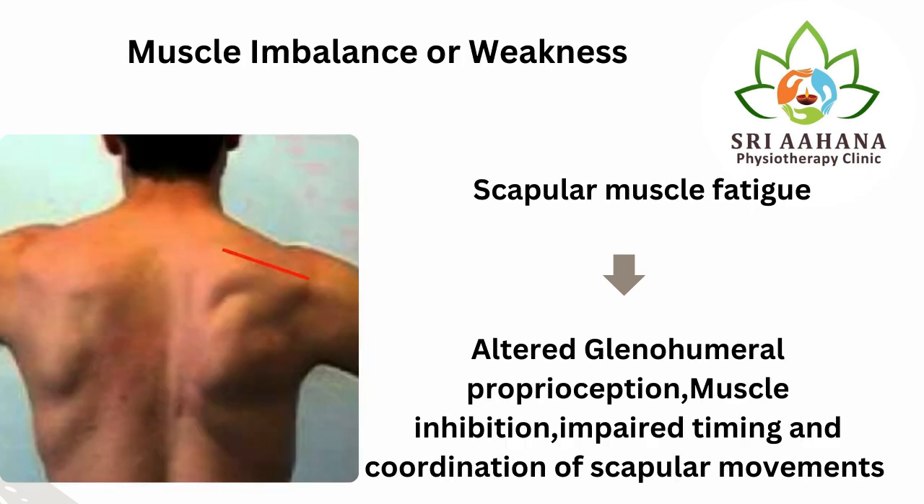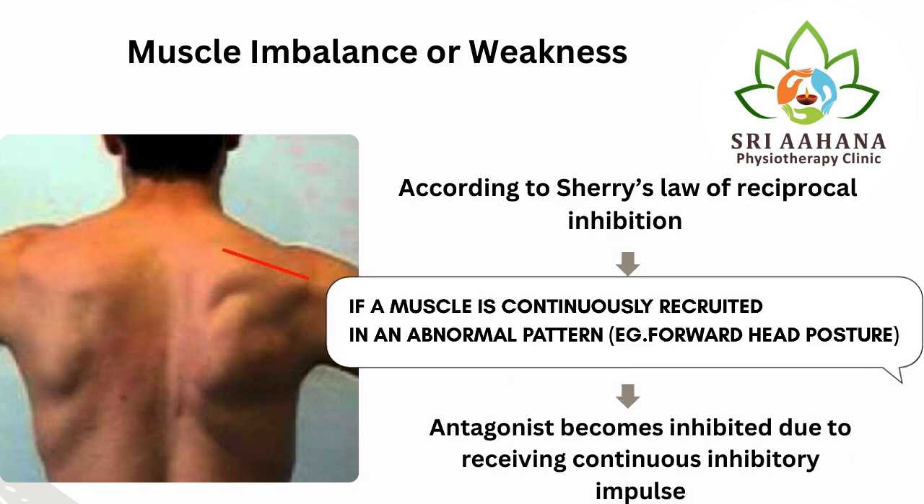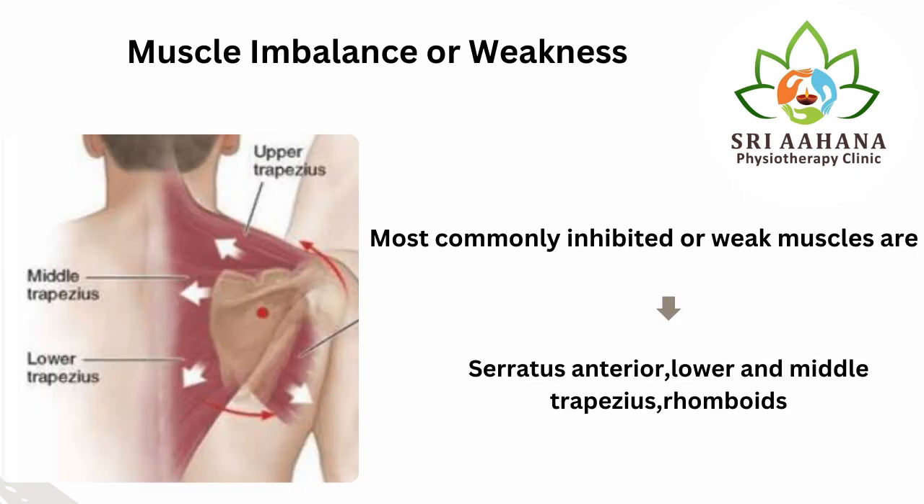Under muscle imbalance or weakness, when the scapular muscle fatigue occurs, altered glenohumeral joint movements happen. According to Sherrington's law of reciprocal inhibition, if a muscle is continuously recruited in an abnormal pattern, like in forward head posture, the antagonist becomes inhibited due to receiving continuous inhibitory impulse. Most commonly inhibited or weak muscles are the serratus anterior, the lower and middle trapezius and the rhomboids.